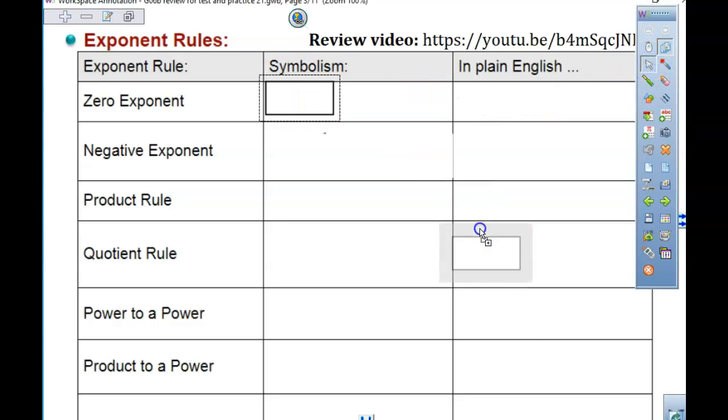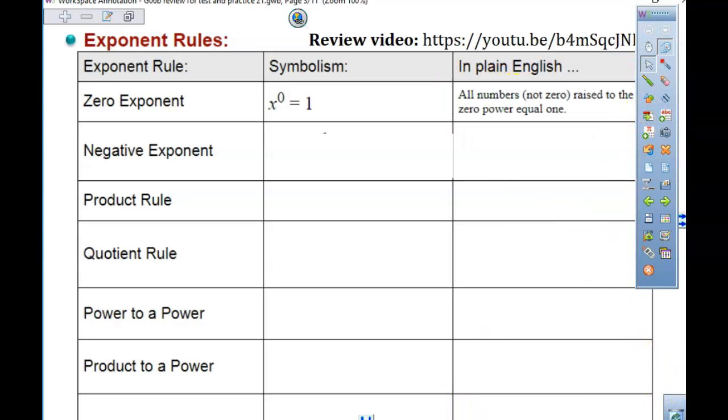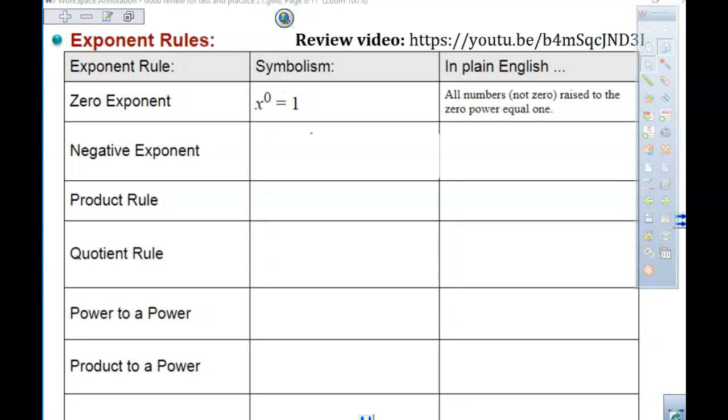Anything to the 0 power we know is 1. Anything to the 0 is 1. So when you look at this exponent rule, what it's really telling us is all numbers not 0, raised to the 0 power, equal 1.